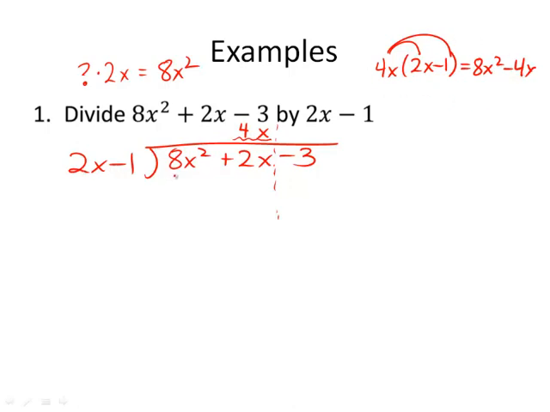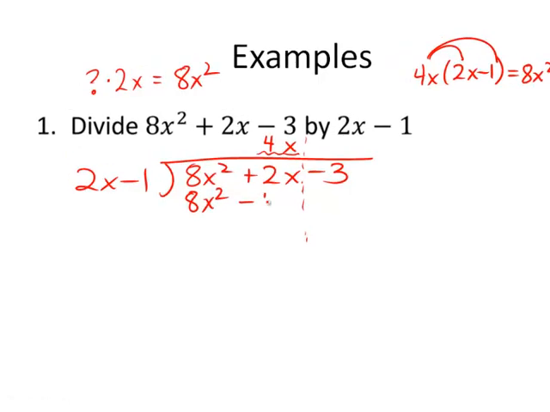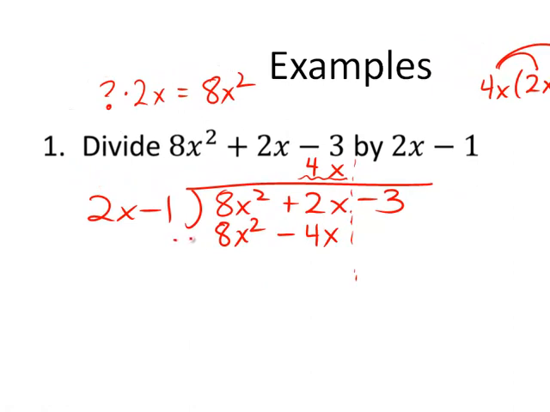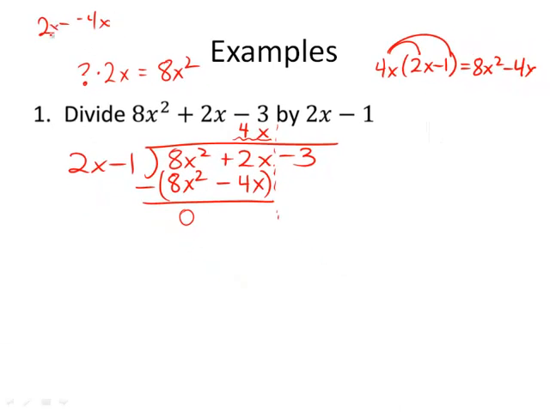4x times 2x gives you 8x squared. 4x times negative 1 gives us negative 4x. Now we can subtract to see what's left over. We need to make sure that the leading term canceled out. If it didn't, try it again. 8x squared minus 8x squared gives you 0. Great. 2x minus negative 4x. Now be careful here. You're going 2 minus negative 4, so that's 2 plus 4, which is positive 6x.